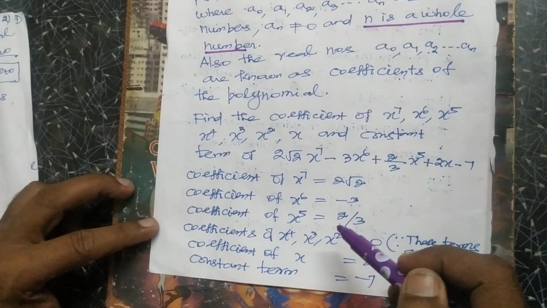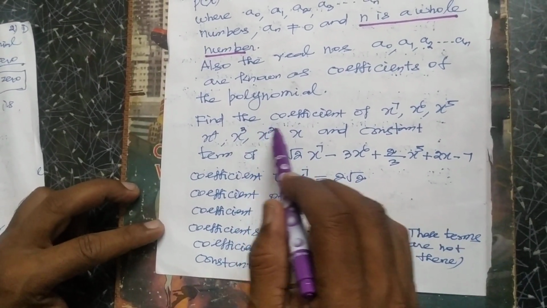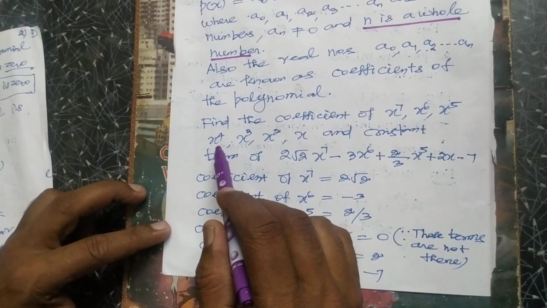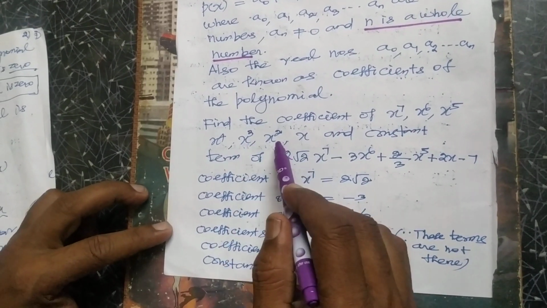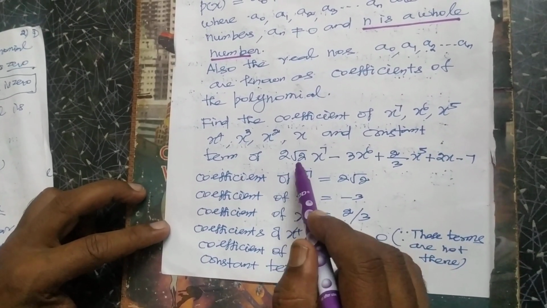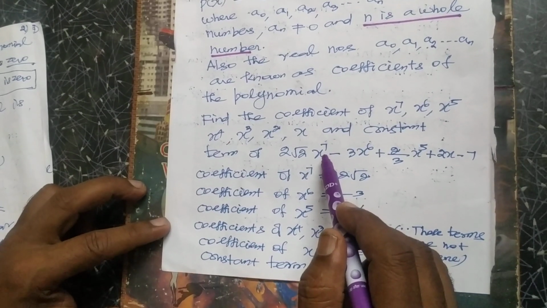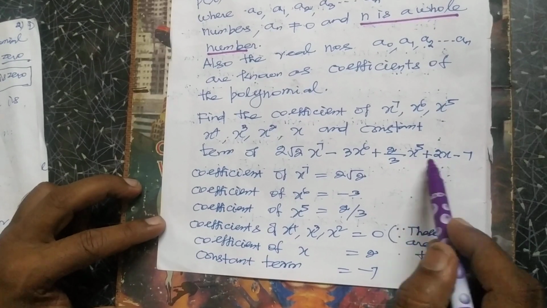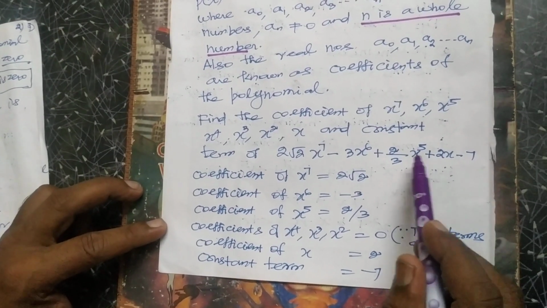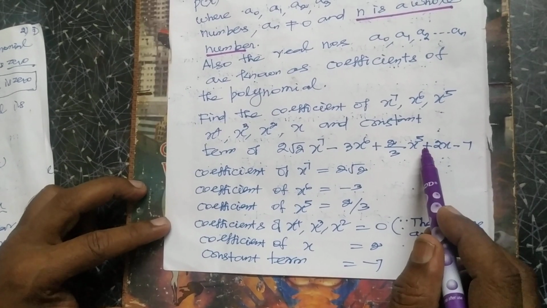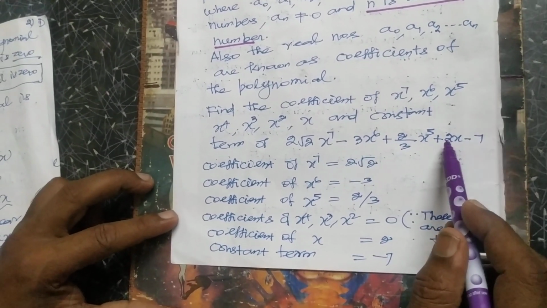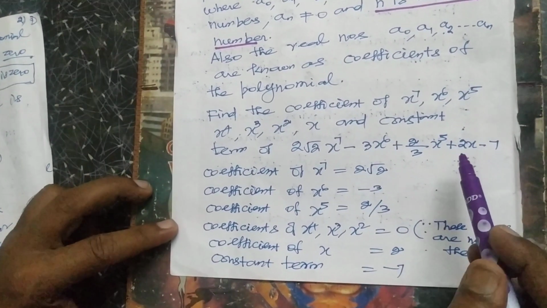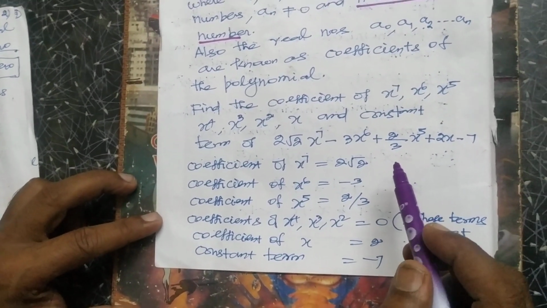Now let us identify the coefficients. Some example. Find the coefficient of x to the power 7, x to the power 6, x to the power 5, x to the power 4, x cube, x square, x and the constant term of the polynomial 2 root 2 x to the power 7 minus 3 x to the power 6 plus 2 by 3 x power 5 plus 2x minus 7. In this polynomial, x power 4 is missing, x cube is missing, x square is missing. For such terms, the coefficient will be 0, because any number plus 0, the answer will not change.